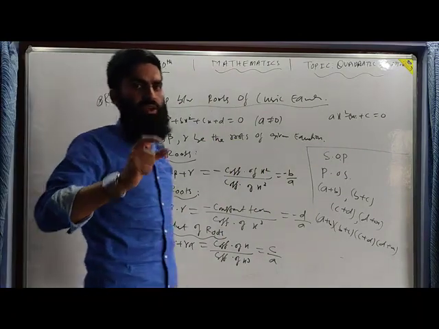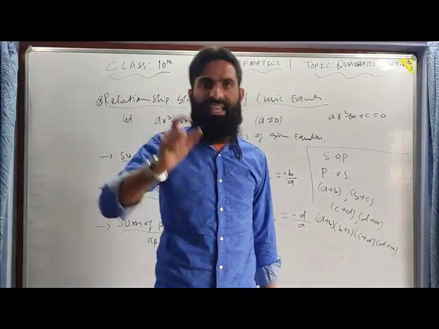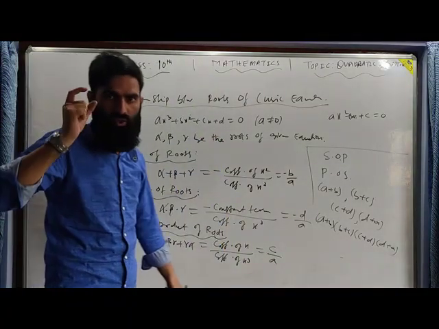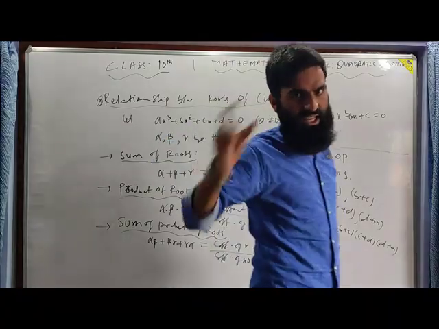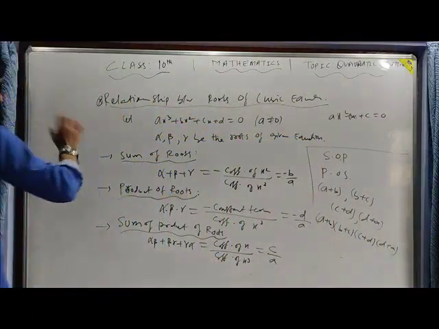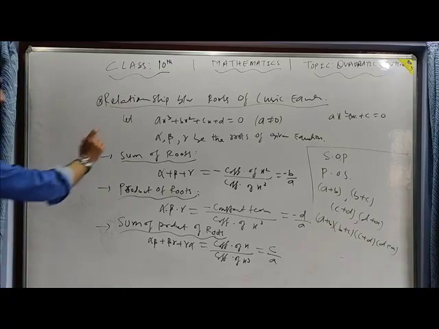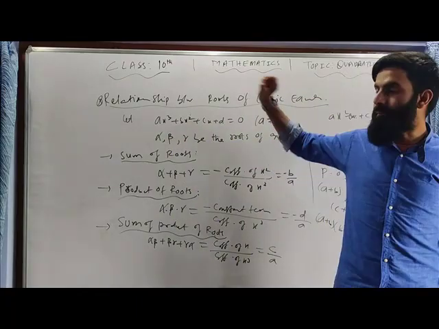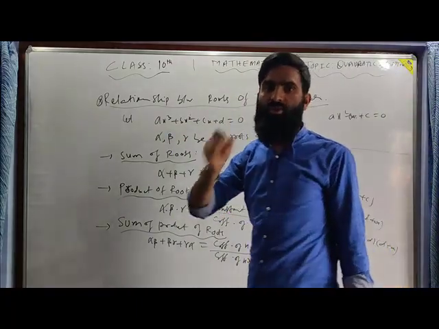So, the general form of a cubic equation is ax cubed plus bx squared plus cx plus d is equal to 0, where a is not equal to 0. The degree of a cubic equation is obviously 3, so its number of roots will be 3. If we observe the relation between the roots, the sum of roots, alpha plus beta plus gamma, will be equal to minus coefficient of x squared divided by the coefficient of x cubed.